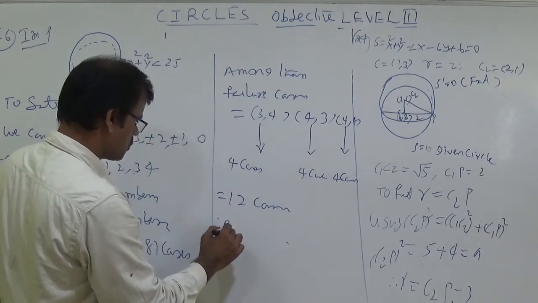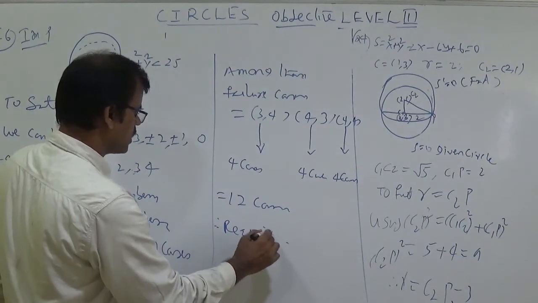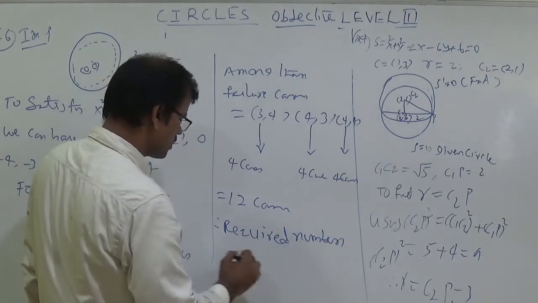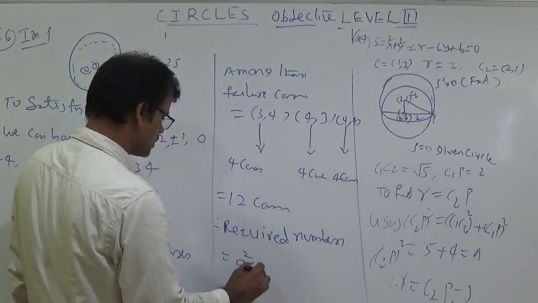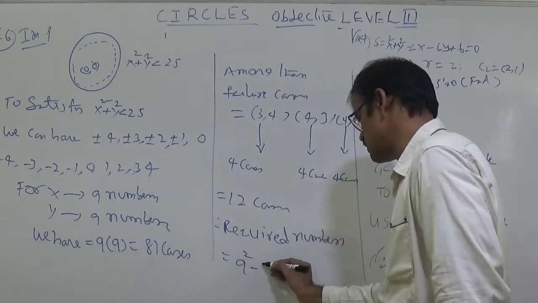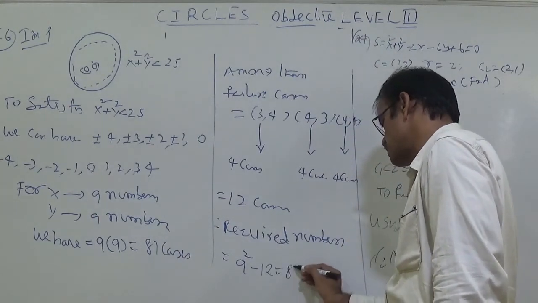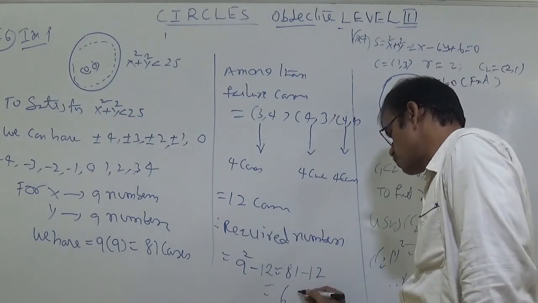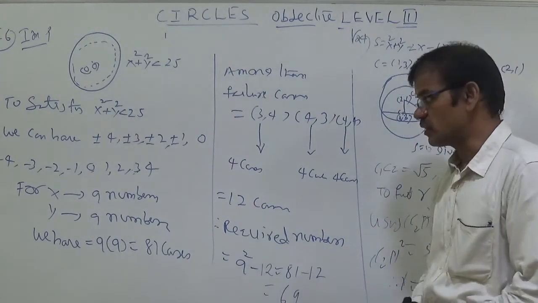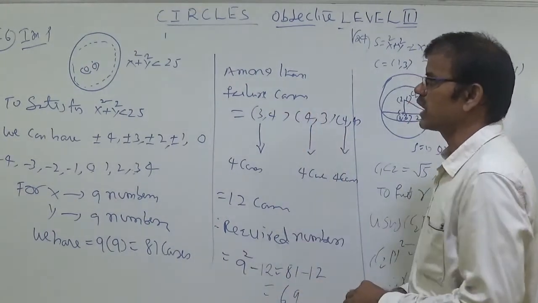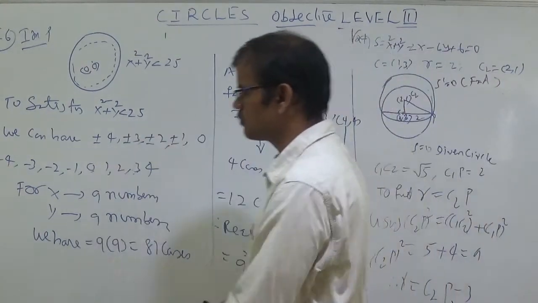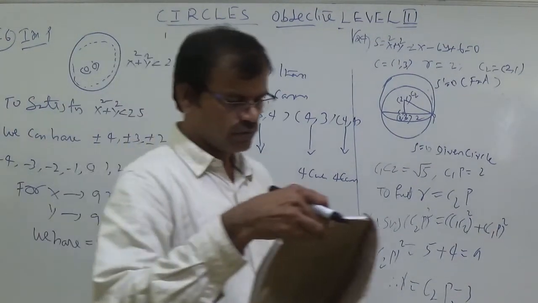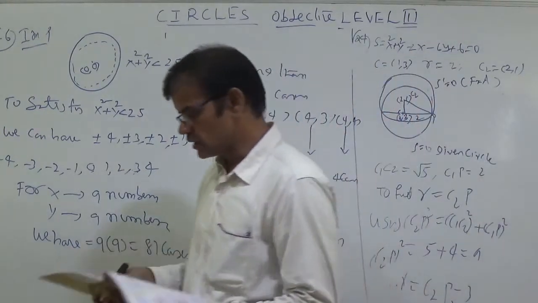Therefore, the required number is total chances minus failure cases. You can learn this in the permutations and combinations concept. 9 square minus 12: 9 square is 81, total chances, minus the failure cases 12. So 69 cases are there, to get the integral coordinates inside the circle such that x square plus y square is less than 25. Now, let us discuss the 28th question.